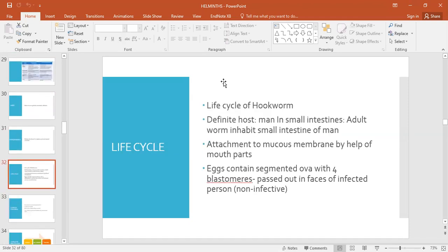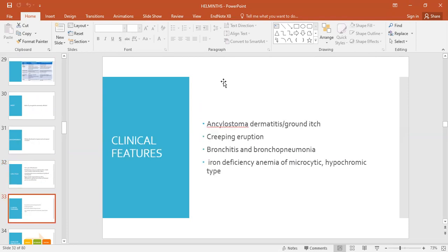Life cycle of the hookworm: it includes a definitive host, man. The adult worm inhabits the small intestine of man, attached to the mucous membrane with the help of its mouthparts. The egg contains a segmented ovum with four blastomeres, passed in the feces of the infected person, and is non-infective. Clinical features: Ancylostoma dermatitis, creeping eruptions, bronchiectasis and bronchopneumonia, and iron deficiency anemia of microcytic hypochromic type.